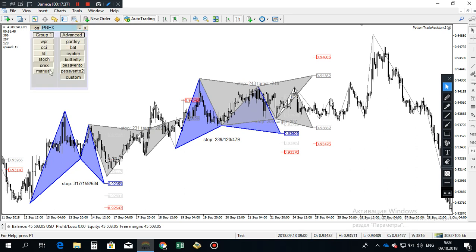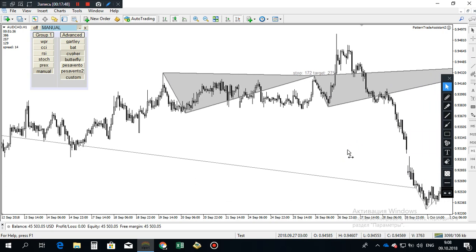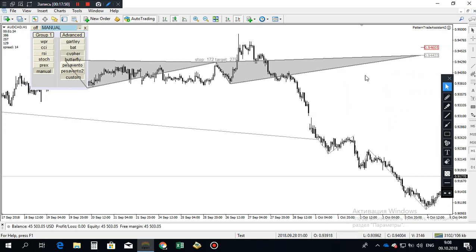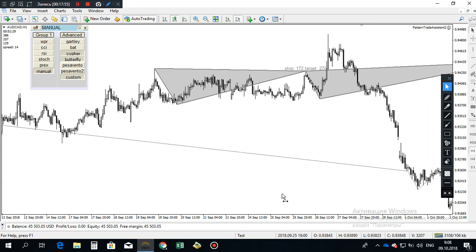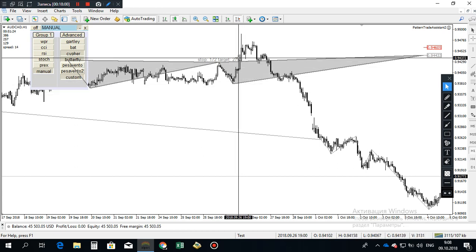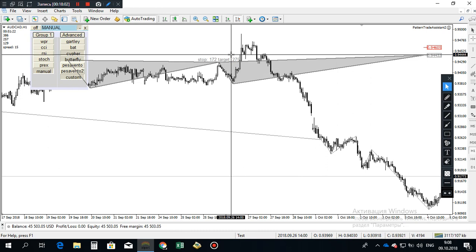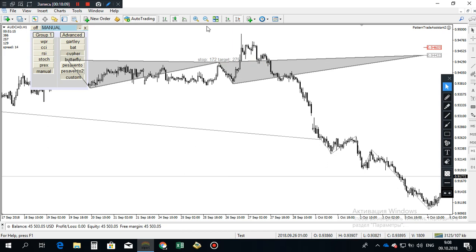To do that, I will simply use the manual identification tool from here to here. You see, it says that the butterfly was okay, although it projects very far away in the future. We don't actually pay attention to time. What we need is price. The price is 94.33, so here we hit that price of 94.33.